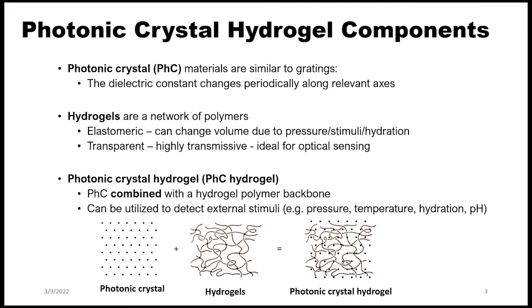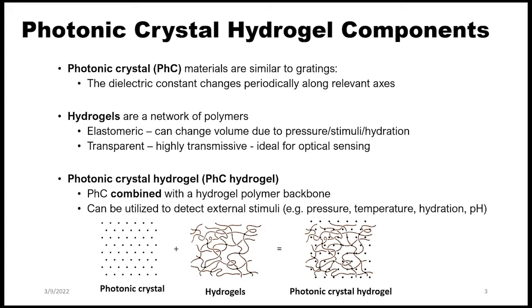The photonic crystal hydrogel is composed of two materials. One is photonic crystal, another one is hydrogels. Photonic crystals are materials similar to gratings. They have dielectric constants which change periodically along the axis. Hydrogels are elastomeric in nature, so they change when we apply pressure or stimuli or hydration.